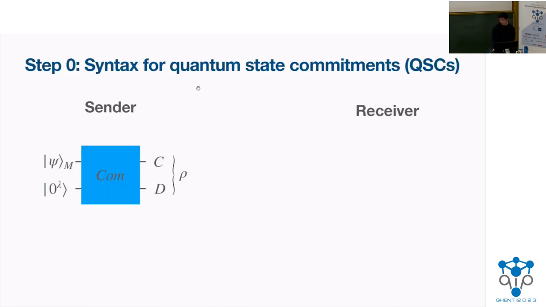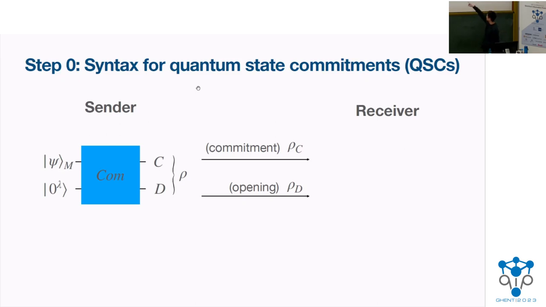But before I present that exact definition, I need to show some syntax. So how do we formalize a quantum state commitment? Well, in order to commit to a state psi, the sender just initializes some lambda qubits to the zero state and applies some public unitary Com on top of the state. And this will be partitioned into two registers, C and D. Okay, and in order to commit to the state, they just send Rho sub C. And in order to decommit, or to open, they send Rho sub D. I guess in the previous talk, this D was an R.